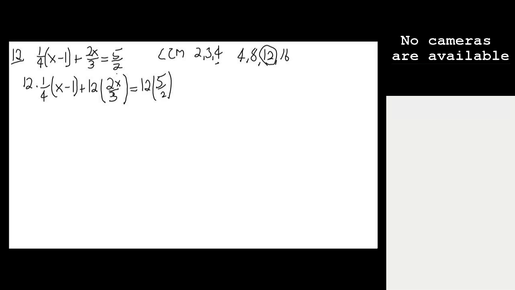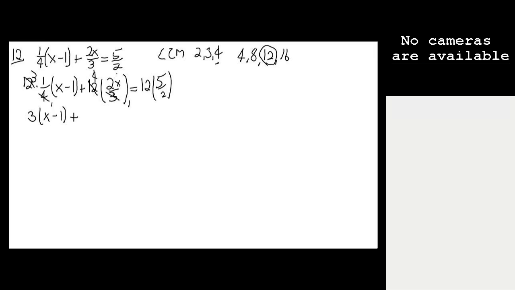So now we'll see that these cancel. 4 divided by 4 is 1. 12 divided by 4 will give me 3. So that's going to give me 3 times x minus 1 plus, and I can cancel again here, 3 divided by 3 is 1. 12 divided by 3 is 4. So 4 times 2 is 8x. And that's going to be equal to 2 divided by 2 is 1. 12 divided by 2 is 6, and 6 times 5 is 30.